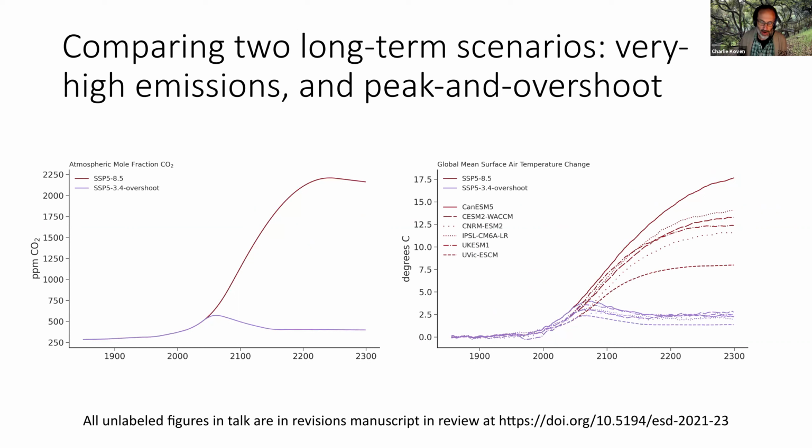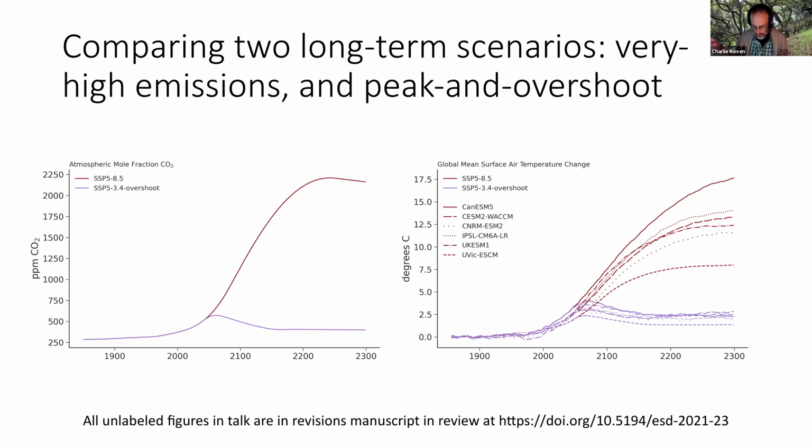What we're going to do in this analysis is compare two of these long-term scenarios. One is the SSP5-8.5 scenario, so it's super high emissions, kind of the borderline of what's even possible to burn, basically burning everything possible, extending beyond 2100 out to 2300. The other is the SSP5-3.4 overshoot scenario, which diverges from the SSP5-8.5 in 2040 or 2045, I forget which, and then basically says, okay, now we're going to try and reverse climate change.